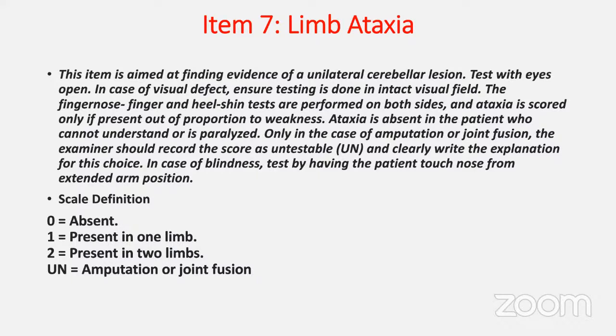Here we give 0 for absent, no ataxia. 1 if there is ataxia present in one limb, 2 for ataxia in 2 limbs, and untestable for amputation or joint fusion.